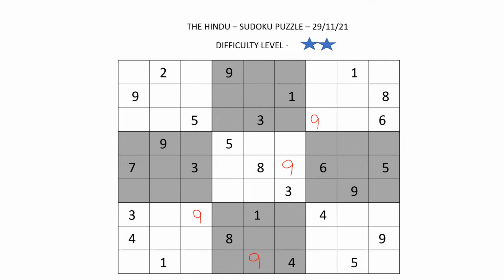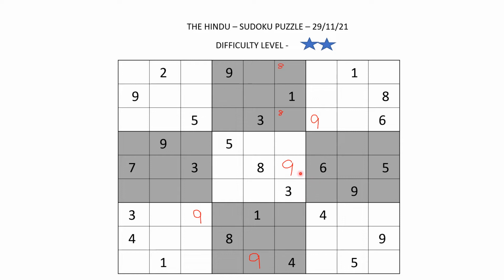Let's move on to 8. There are not many 8s. This 8, there is only one 8 and it's not going to help. There are two 8s here. So this 8 blocks this cell and this 8 blocks this. So these two cells can possibly take 8. So let's keep a mark of 8 here, a small number 8. It's always very important to note down the possible numbers. That will help us a lot.